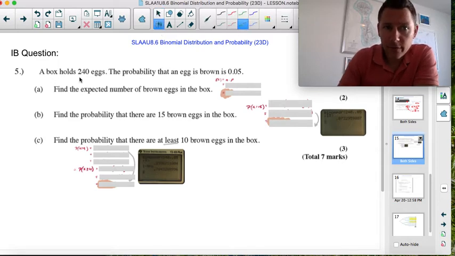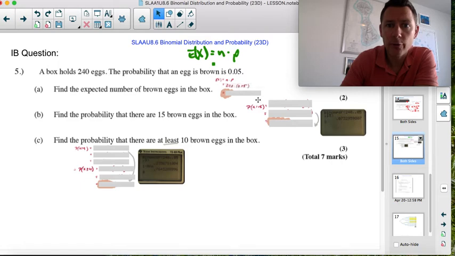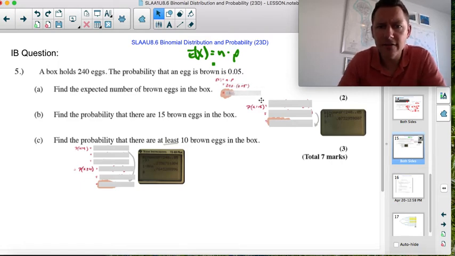So there's a box with 240 eggs, and the probability that an egg is brown is 0.05. Find the expected number of brown eggs. Well, the expected number of brown eggs is just the number of trials times the probability of what you want to happen. So this should be just 240 times 0.05, which is 12.